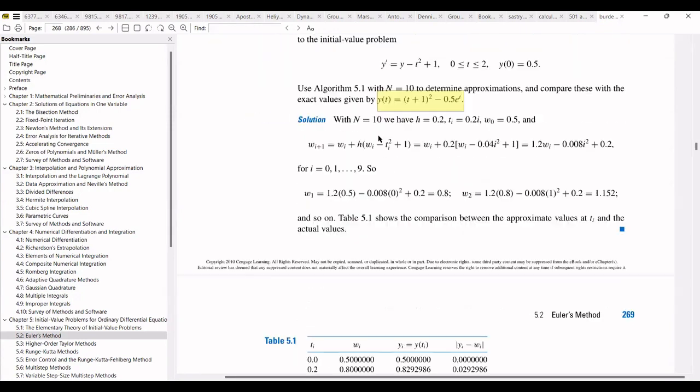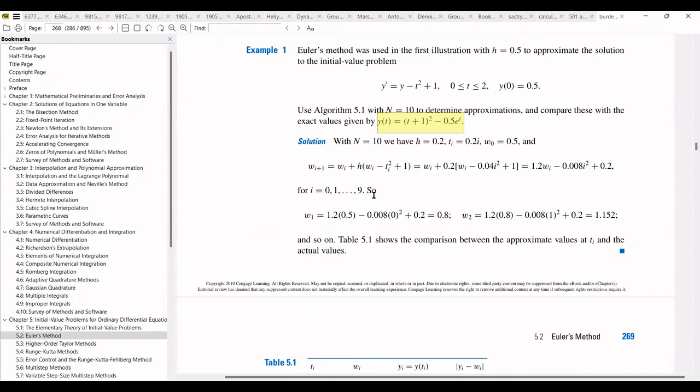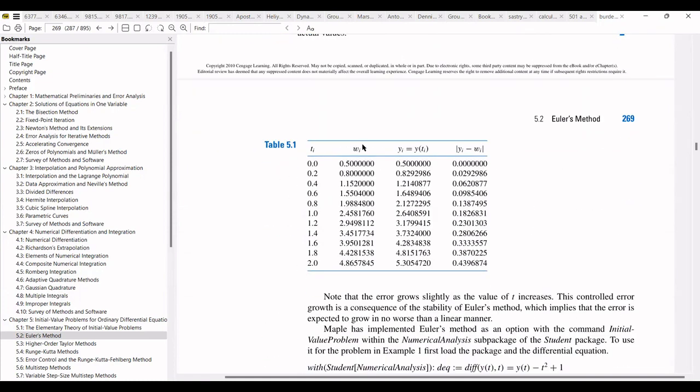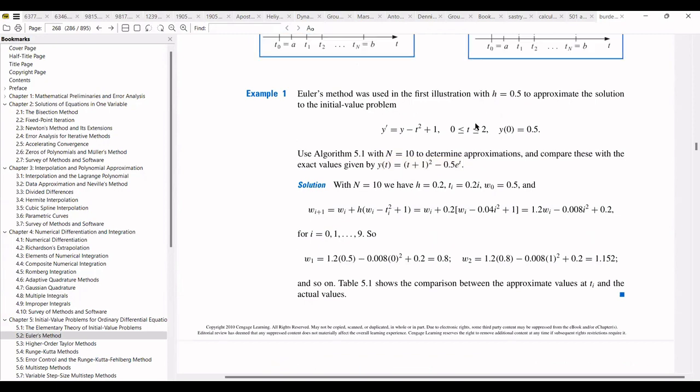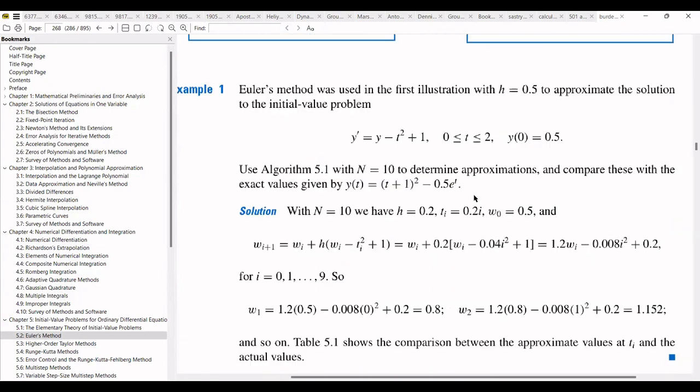So since this problem is already solved, the code is not given, but the final table is given. So it will be easier for us to verify if our code works, right? So if we just solve this problem, since this is ready, let's solve this problem using Euler method. I'm starting with this.